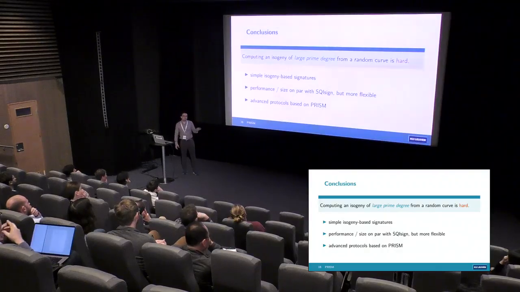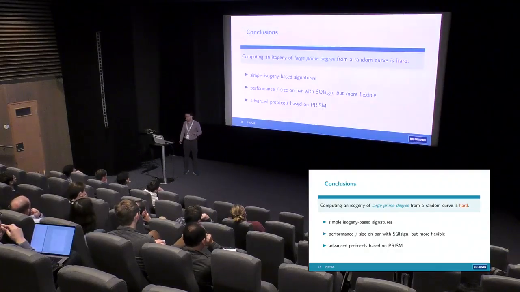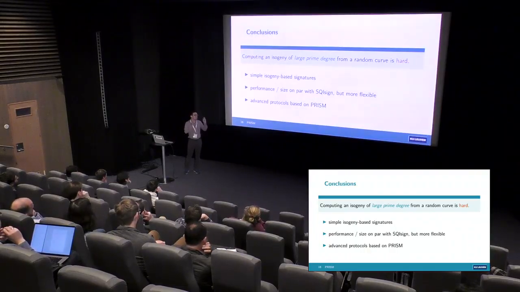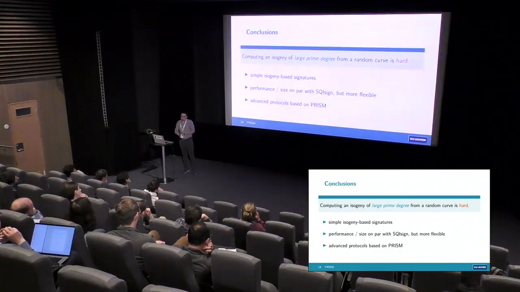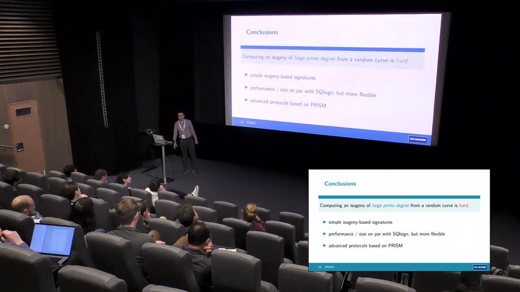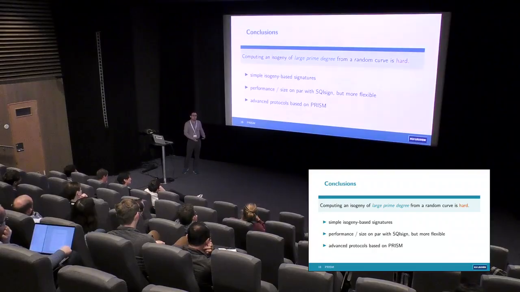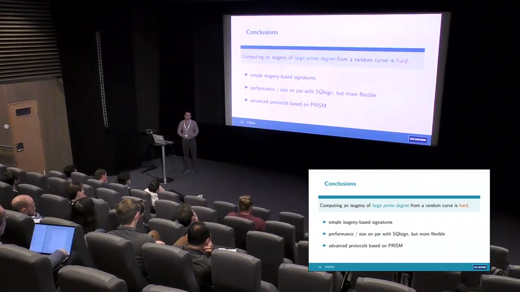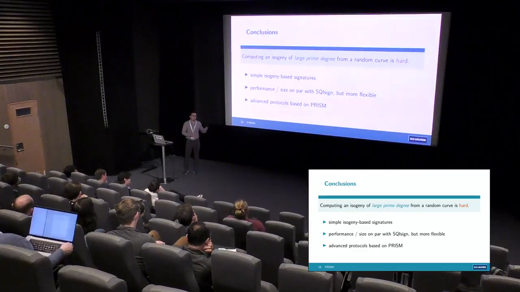So to conclude, we introduce a new hard problem, which is computing large prime degree isogeny from a random curve. And we use this to create a new isogeny-based signature that is much simpler than Ski-sign and the other schemes. Performance and size are comparable to Ski-sign and the other schemes, but we get for free that we can create more advanced protocols and more advanced constructions from this new hard problem.